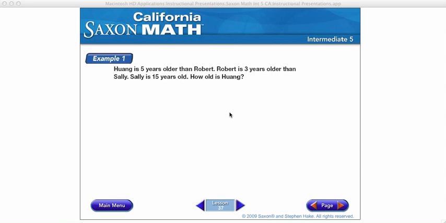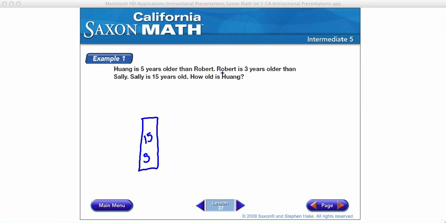Huang is 5 years older than Robert. Robert is 3 years older than Sally. Sally is 15 years old. How old is Huang? Well, I don't know how old Robert is. I don't know how old Huang is, but I do know how old Sally is. So I'm going to start by drawing a picture of a rectangle representing Sally's age. Okay, and this is Sally, and Sally is 15 years old.